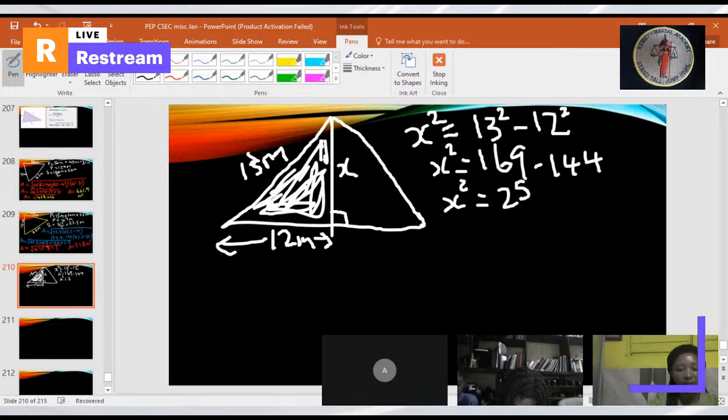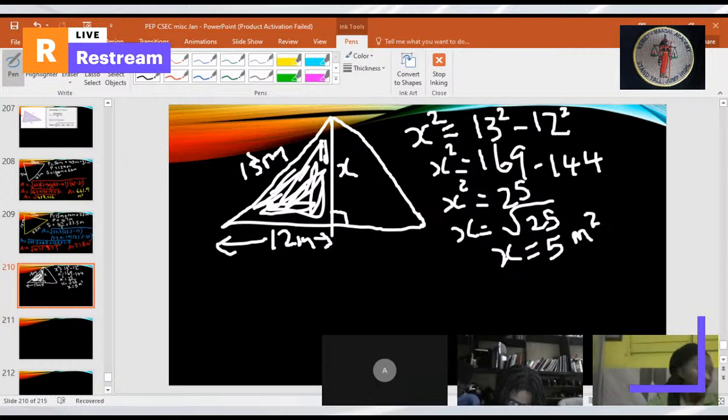Then you're going to find the square root of 25. It's 5. What's the unit? 5 meters squared. 5 meters, not meters squared. All right. So where do we go from here now?